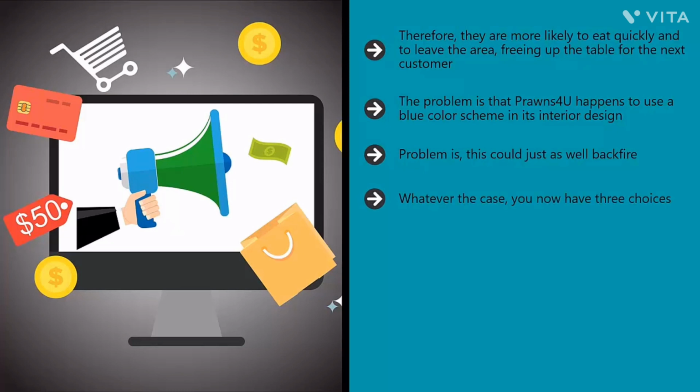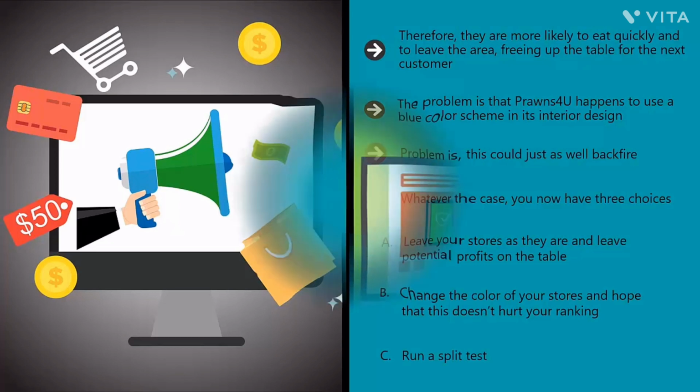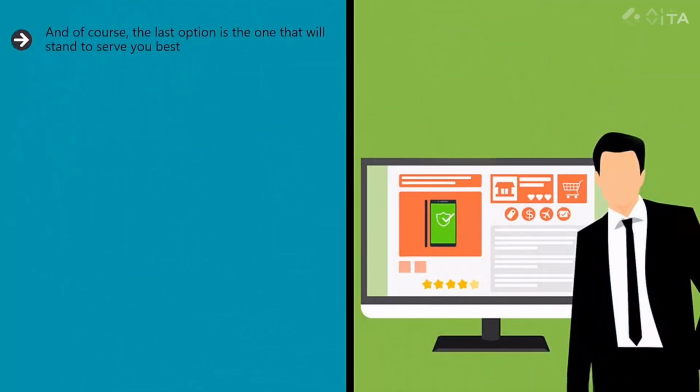Whatever the case, you now have three choices. A, leave your stores as they are and leave potential profits on the table. B, change the color of your stores and hope that this doesn't hurt your ranking. C, run a split test. And of course, the last option is the one that will stand to serve you best.